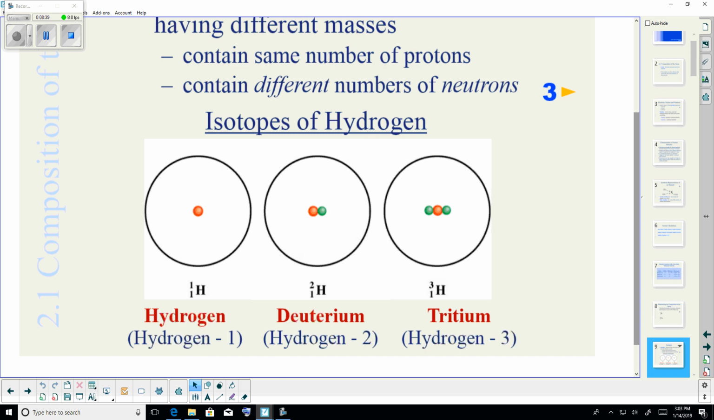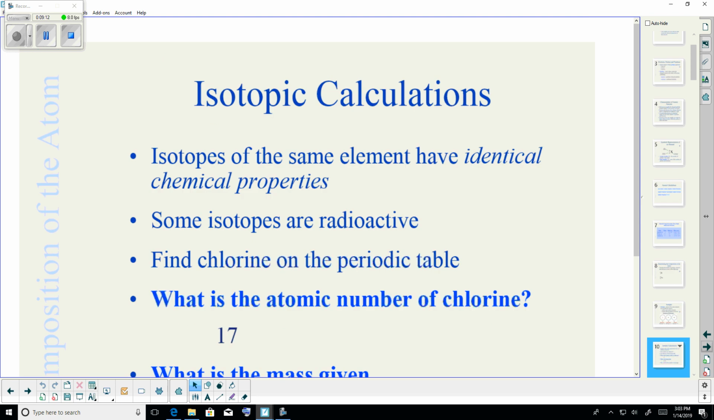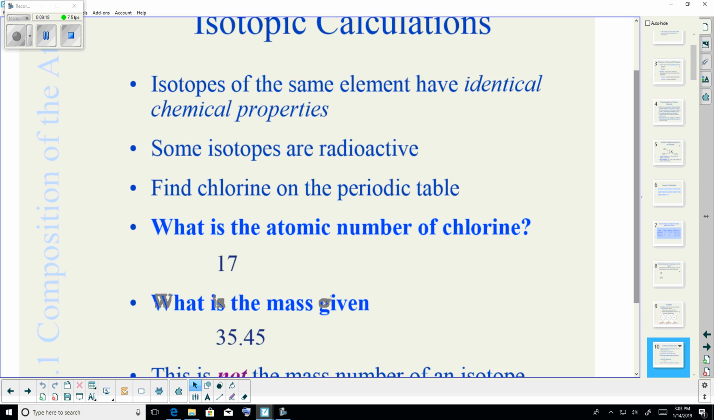So if you look on the periodic table, it says the mass for hydrogen is 1.008. That results from the weighted average of all the isotopes of hydrogen. Most of it is hydrogen 1, a small percentage of it is hydrogen 2, and even smaller percentages of hydrogen 3. So if you do a weighted average, you come up with 1.008. So isotopes of the same element have identical chemical properties. Some are radioactive.